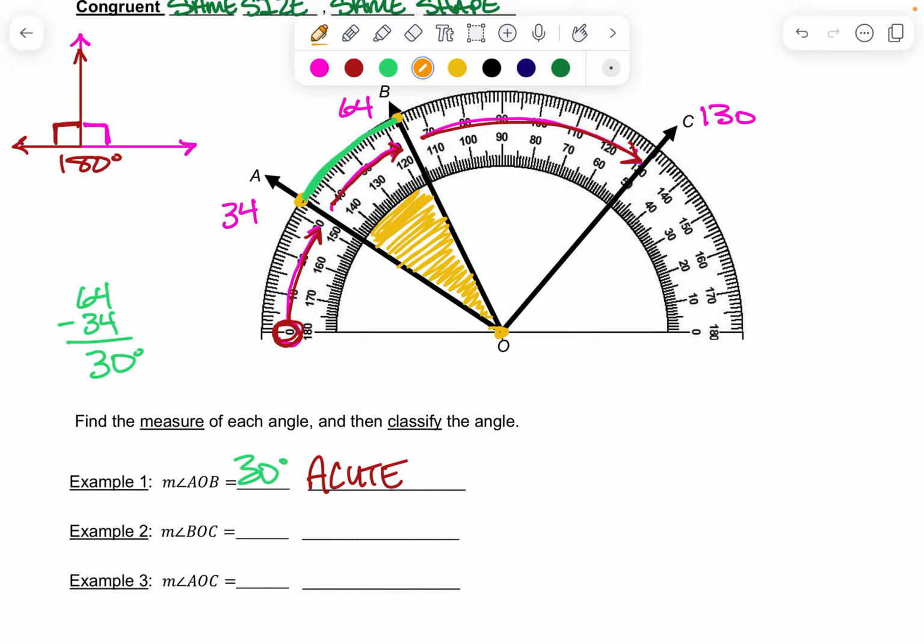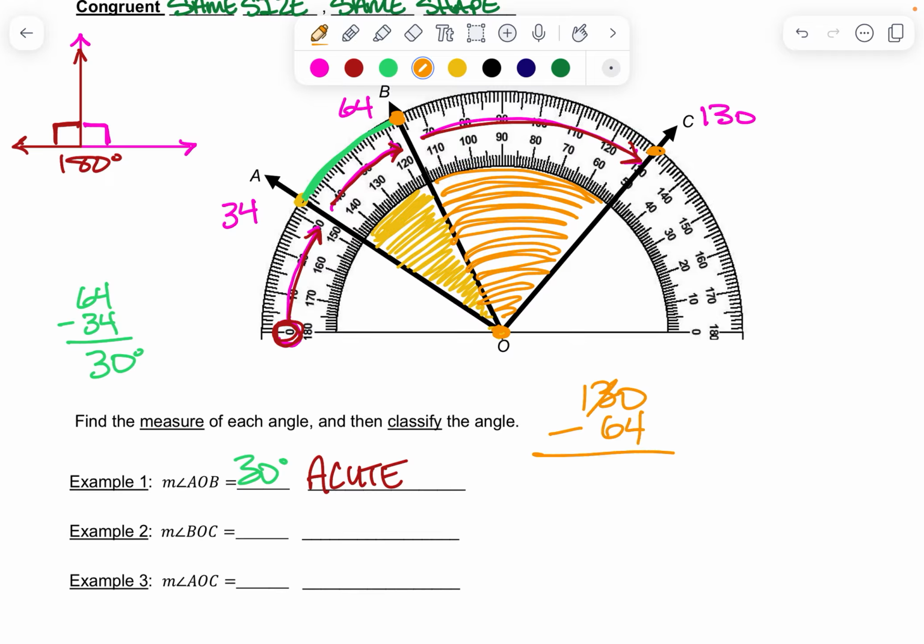And then you would just follow the same process. If you wanted to find BOC, that's the angle that goes from B to O to C. So that's this wedge right here. And it is going to be the difference between 130 and 64. 130 and 64 will leave me 66. Can't make my sixes look the same. It's kind of bothering me. That's better. 66 degrees. 66 is also less than 90, which makes this acute.